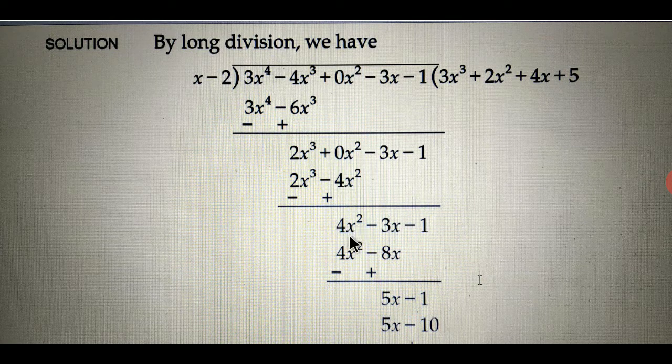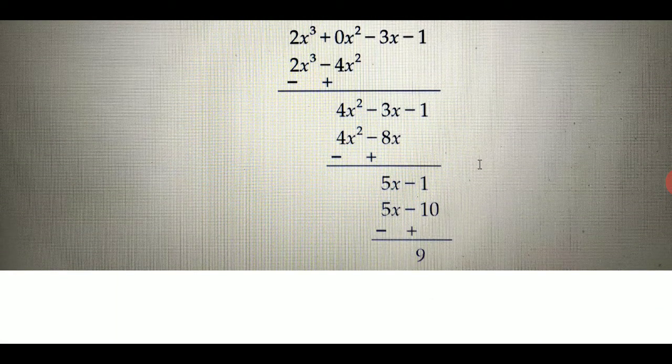Now again same method, 4x square divided by x will be 4x. Calculate, you will get 5x minus 1. In the next step, 5x divided by x is 5. So write 5 here. 5 into x is 5x, 5 into minus 2 is minus 10. So the remainder is 9.